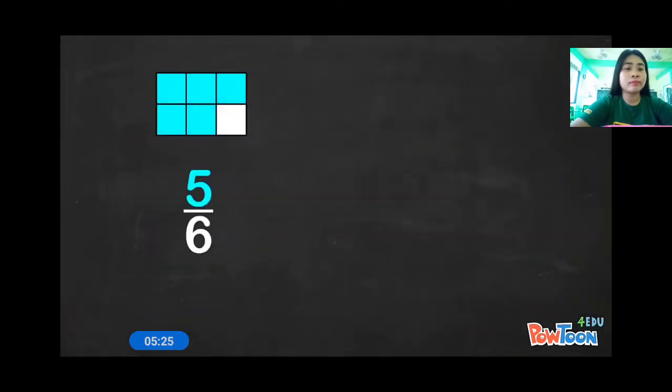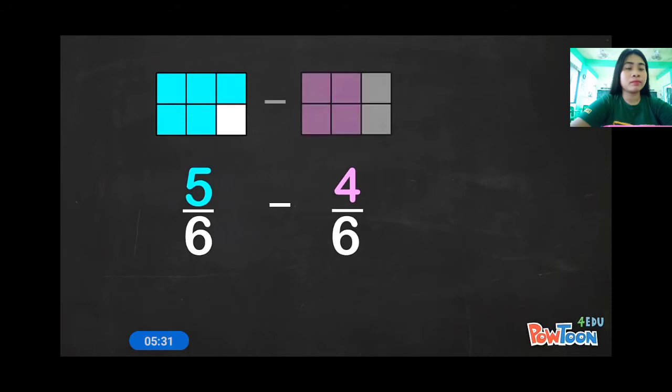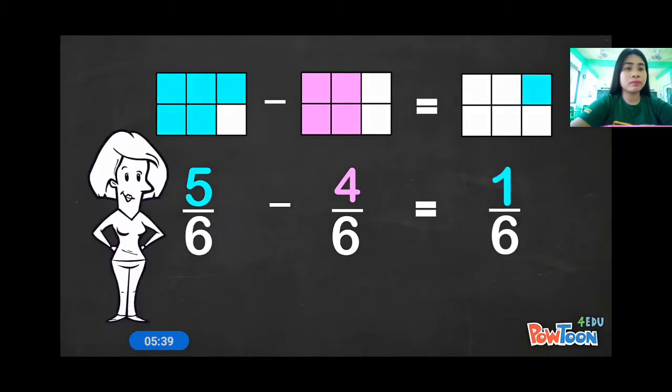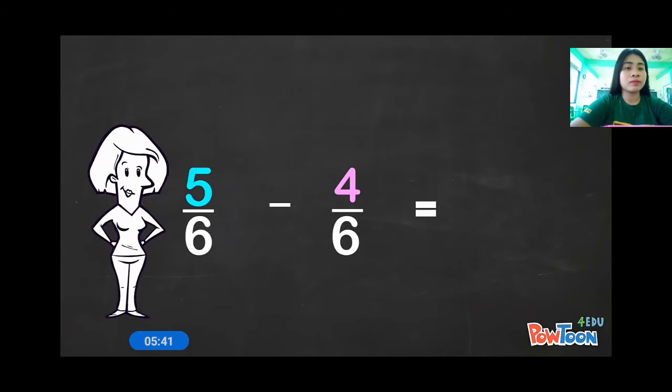This represents 5/6. I have to subtract 4/6. If I take 4/6 away from 5/6, here's what's left: 1 part out of 6. 1/6. And without the diagrams, you can see the denominators in our problem are the same.